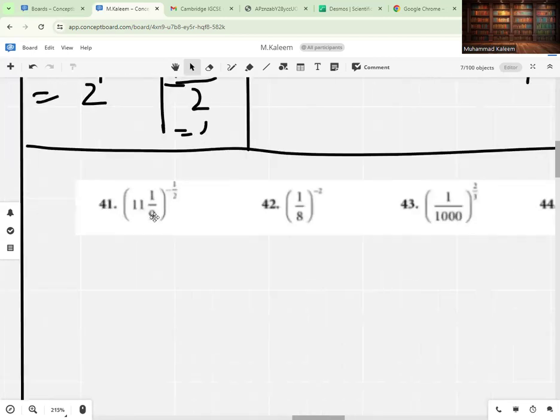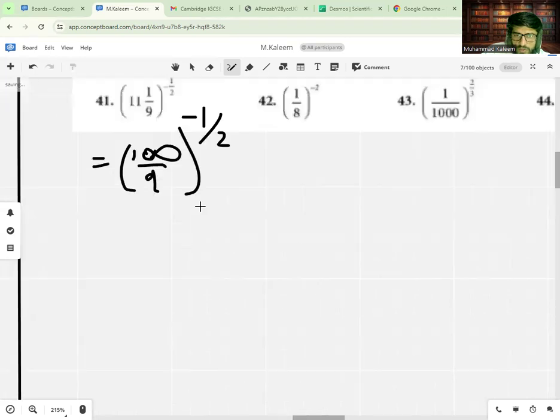Okay, question number 41. We have to solve this one. This one is a mixed number, so firstly, change it into an improper fraction. 11 times 9 is 99, and 99 plus 1 is 100, so it becomes 100 over 9. And the whole power is negative 1 over 2.